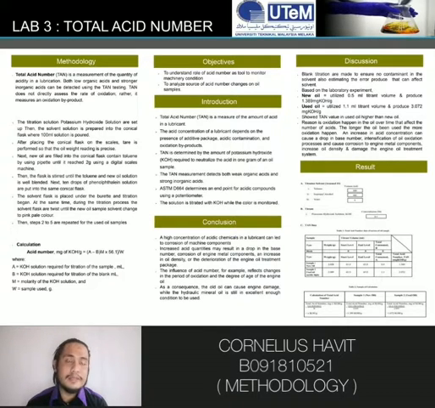Next, we discuss the methodology or the working principle for this lab. The working principle is very easy and simple, but we must do it carefully and precisely. First thing first, we must prepare the potassium hydroxide solution. Then the solvent solution is prepared in the conical flask, where 100 ml of solution is poured. After placing the conical flask on the scale, the scale is tared so that the oil weight reading is precise.